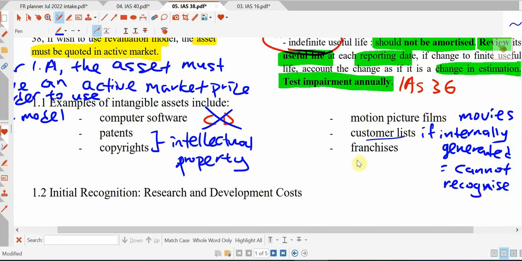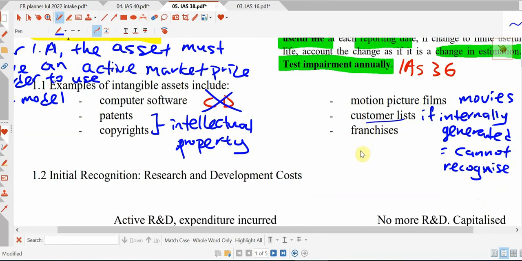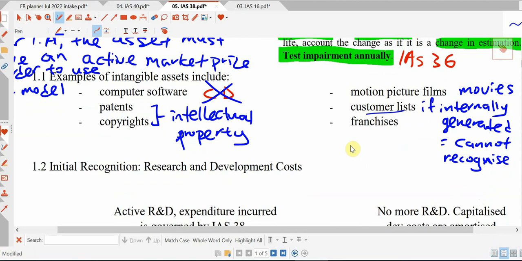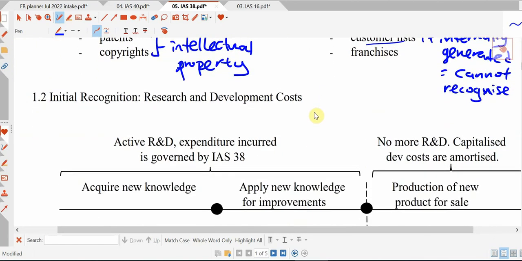Franchise is a brand name, like for example McDonald's, KFC and this type, franchising, brand name, which is an intangible asset. Alright, let's move on. Research and development.